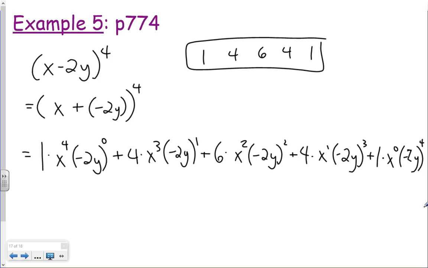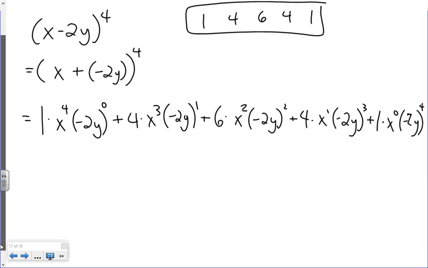All right, now let's simplify this. Again, if it's easier for you to write them all out first and then simplify, then do that. As you get more and more comfortable, you'll probably be able to leave some things out. The 1 and the negative 2y to the 0, of course, those are 1, so I can just write this as x to the 4th.